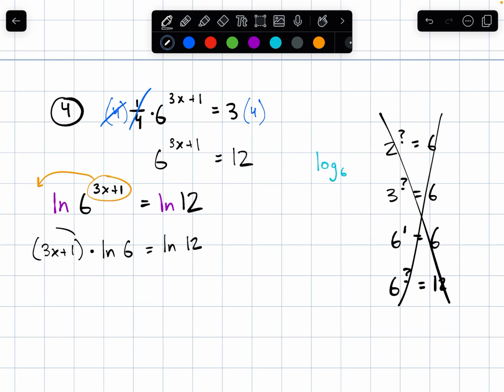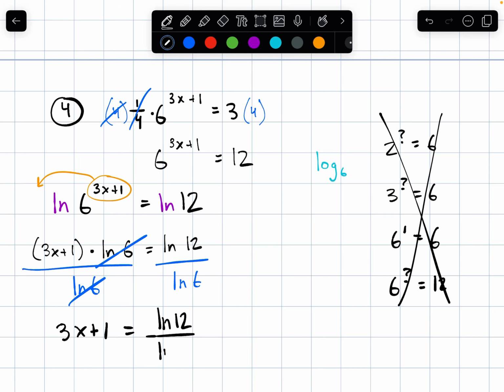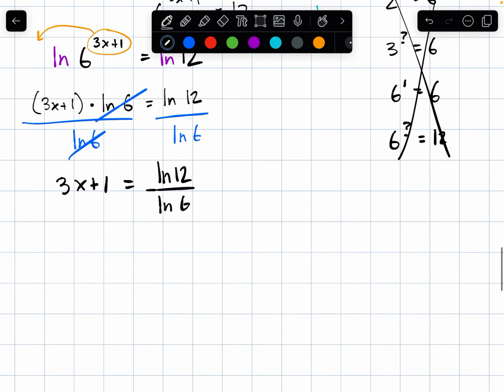I now want to get this x all by itself, and I can see that's being multiplied by the ln of 6. So to undo that multiplication, we have to use division. So I'm going to divide both sides by the ln of 6. Ln of 6 cancels. And now I can see that we've got 3x plus 1 equals ln of 12 divided by ln of 6.